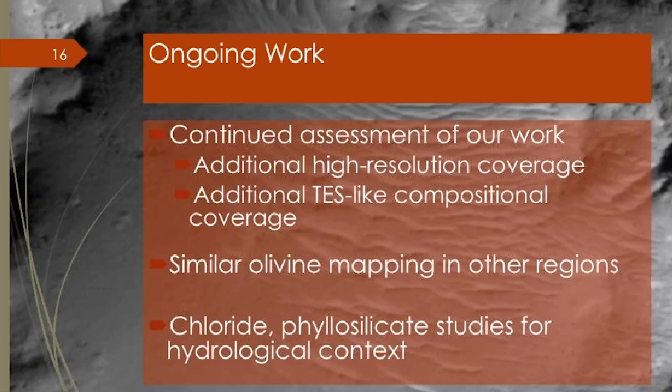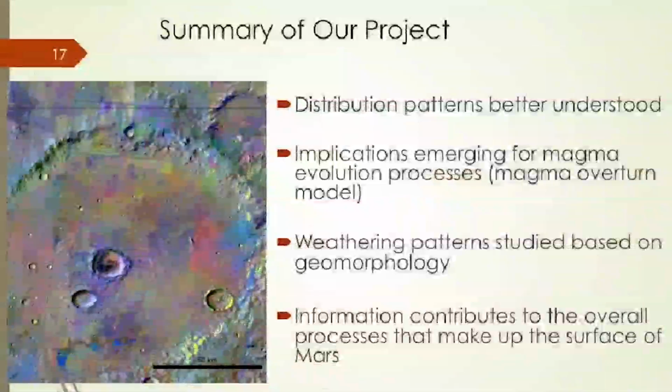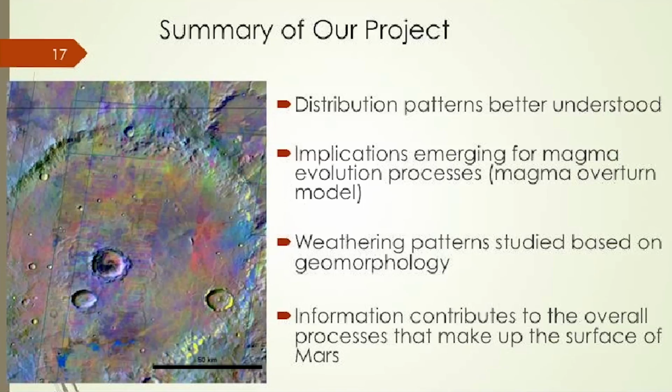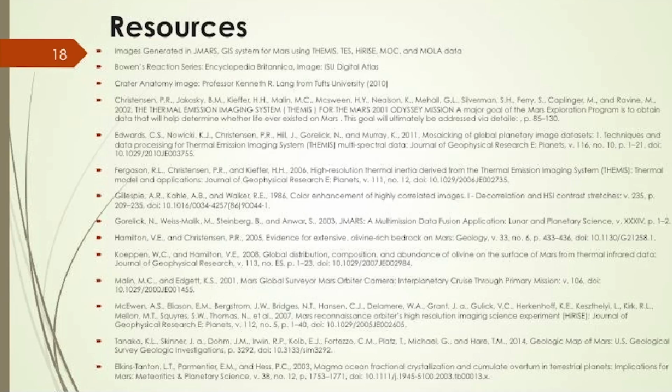And we basically propose that we continue this mapping and work with others who are doing similar things. In summary, our distribution patterns are better understood, which is one of the things we wanted to do. We also wanted to understand patterns, which we talked about, and we think it's more mechanical weathering rather than hydrological. And our information does contribute to the overall knowledge on Mars right now. So that was a pretty cool finding.